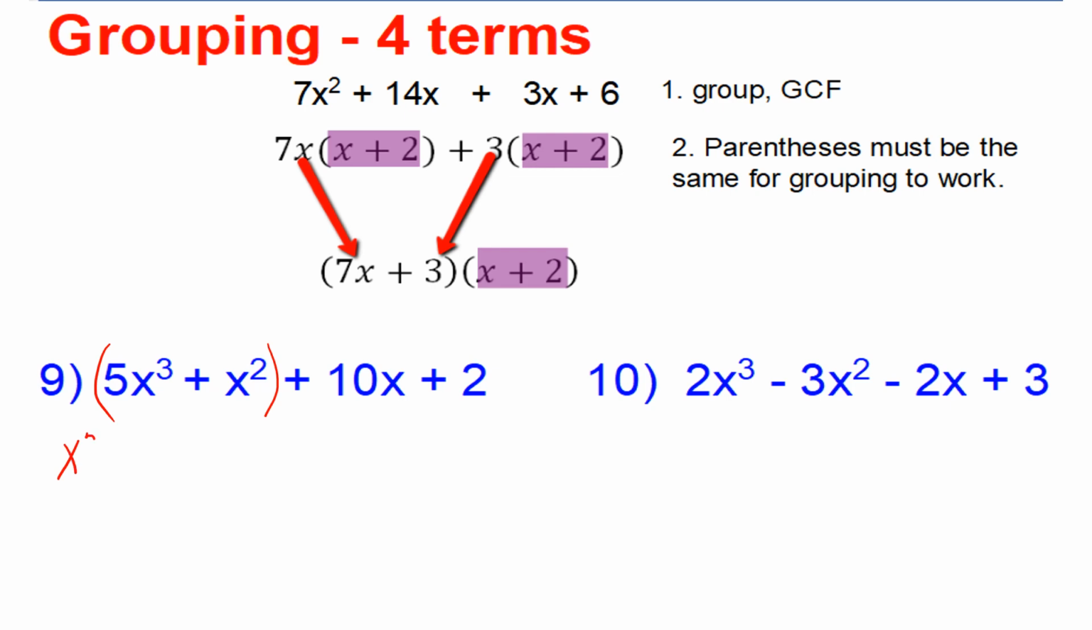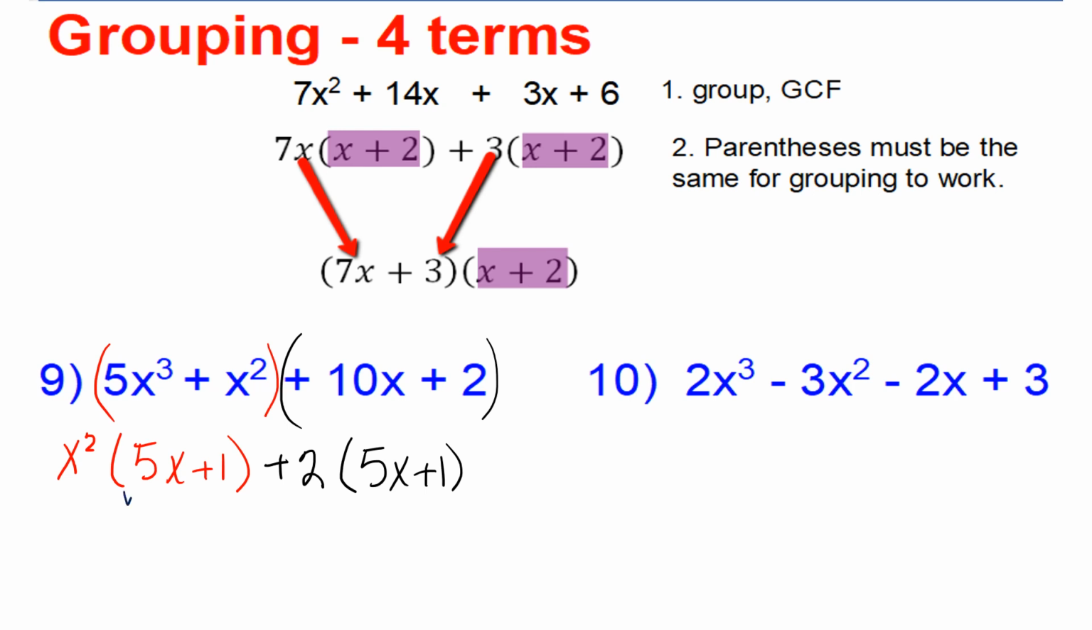They have an x squared as their GCF, and when I factor it out, I'm left with a 5x plus 1. In the back two terms, I want to make sure I group that sign with it. So I'll have a positive 10x and a positive 2. They're both divisible by 2. And when I divide them by 2, I'm left with a 5x and a positive 1.